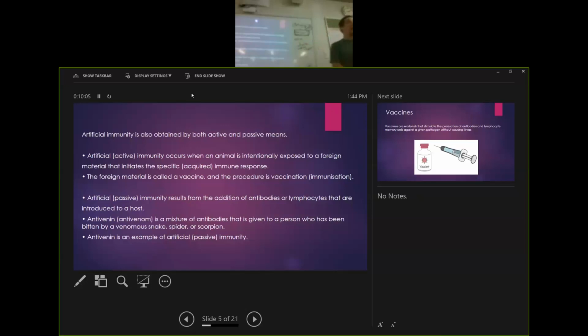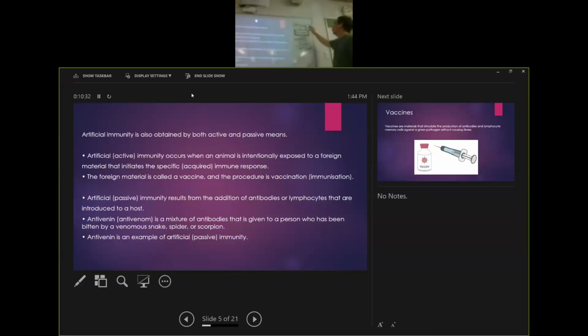Now that can be natural, where we're infected with a pathogen, or it can be artificial, where we are exposed to the pathogen in some way. But in both cases, you're still undergoing the same immune response. You're still undergoing the primary immune response. You're still producing antibodies. Passive, in both cases, you're just given antibodies directly.